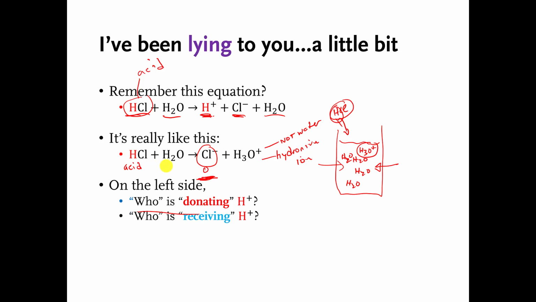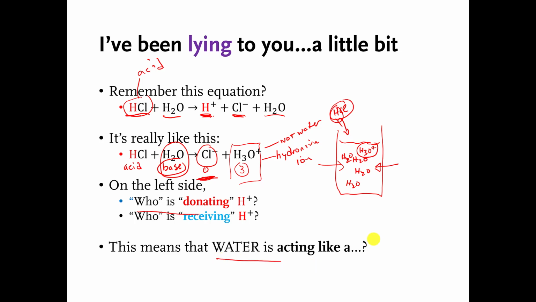On the left side of the equation, who is doing the receiving? Who is receiving the H plus? Well, it's the water that's receiving the H plus because it starts with 2 hydrogens, ends up with 3. So this water must have received another hydrogen in order to turn itself into H3O+. And because it's doing the receiving, what is the water in this case? Well, the water must be a base, because our definition of a base is anything that accepts H plus from an acid. And this is the stuff that's receiving or accepting the H plus, so it has to be the base. So this is a weird situation. It means that water is acting like a base under these conditions.